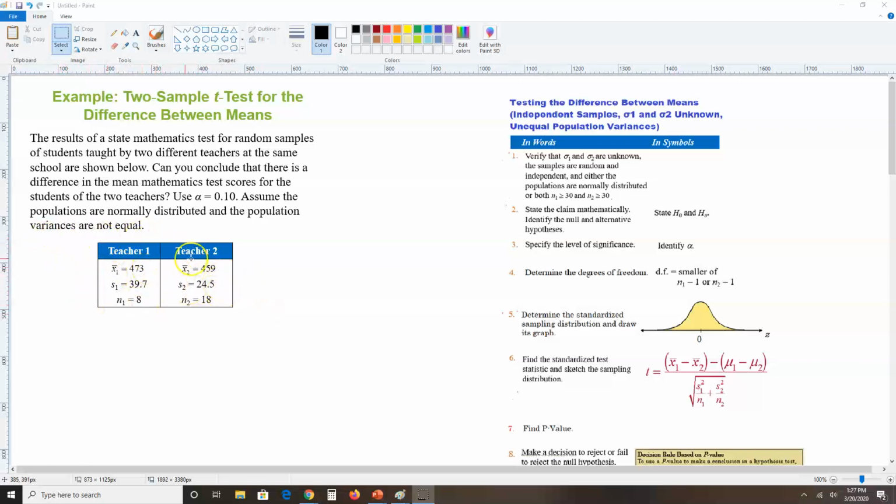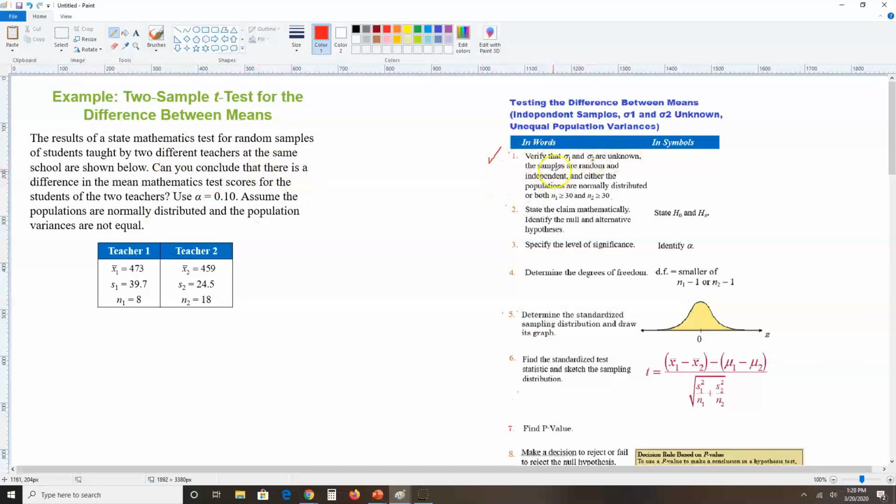So I want to know if there's a difference teaching the same course with two different teachers. Because they're not the same teacher, there's two different teachers, that means the samples are going to be independent. So when I'm looking at my step number 1, that's one of the first things I need to check. First step said make sure you do not know sigma 1, sigma 2. In other words, I do not know the standard deviation of the population, and nowhere here was that mentioned.